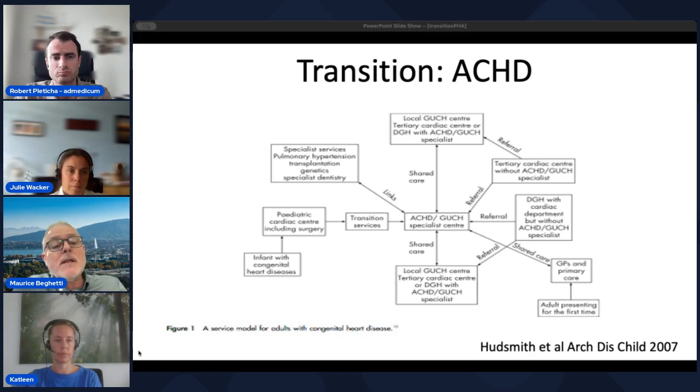And then you need a lot of specialty services around that. Pulmonary hypertension for sure, because we discussed PH, CHD, but transplantation, genetics, dentistry, and all other organ specialists for this kind of patients. So you need to build a sort of program around your patients.